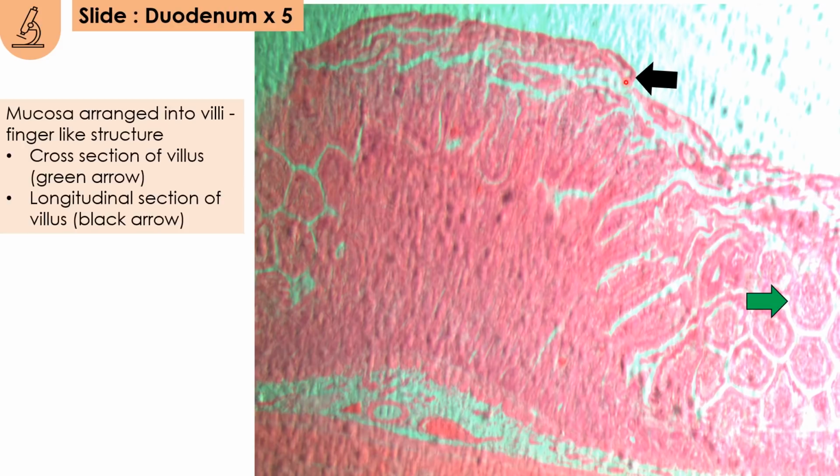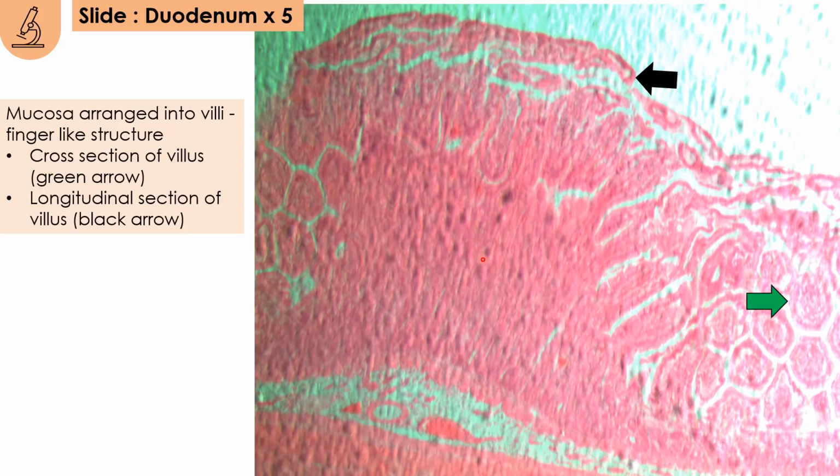Here the villi, if we view it in longitudinal section, you can appreciate the finger-like structure here, another finger-like structure here. And this one, the green one, is transverse section, cross section. So imagine this villi: some you will cut longitudinally so you can appreciate the finger-like structure, but some of the villi you may cut transversely, so that's why you can see it's rounded like this. So in histology you need some imagination as well.